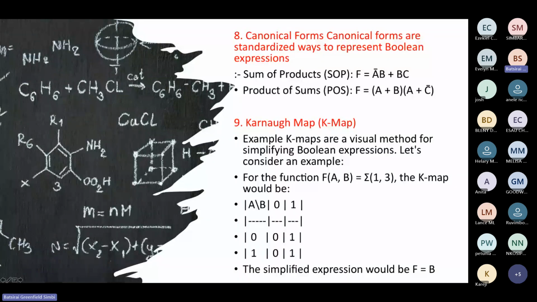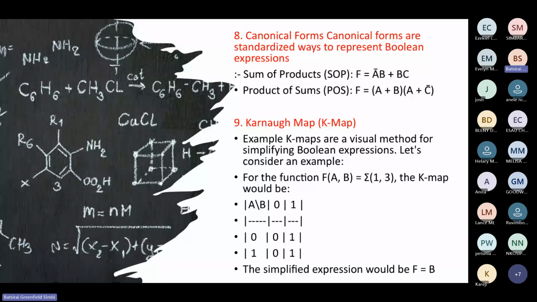Then the one below is the product of sums. When you're saying sum of products, it's as good as having two products like a complement b, or a complement b times b, and then you are adding b times c, something like that. So it's a sum of products. And then you can also have the other one, which is a product of sums. You've got two sums and then you are multiplying them, something like that.